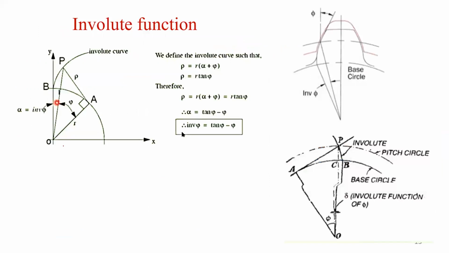Now we need to understand what is the involute function. So let us consider, this is the base circle and this is the pitch circle. And here this is the one gear tooth we are considering, of gear 1. So this is gear 1.